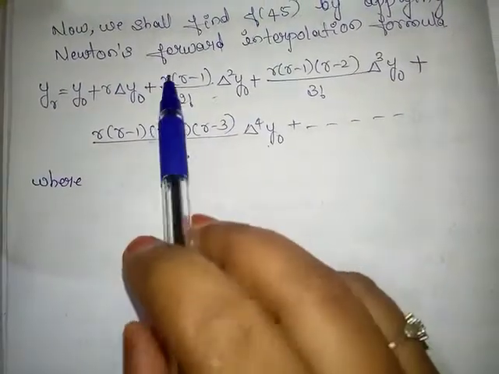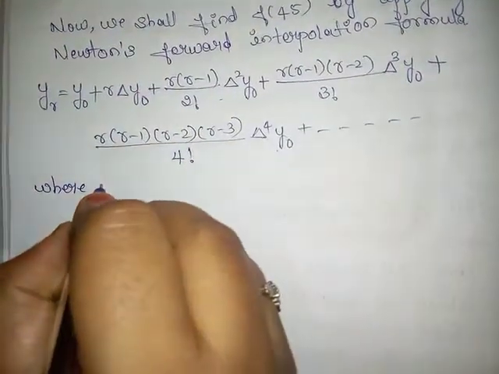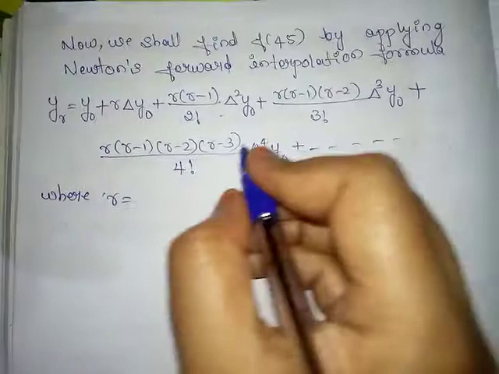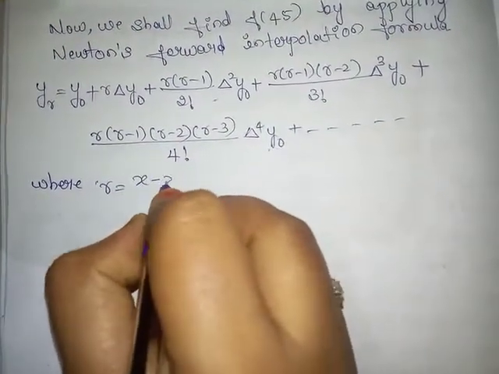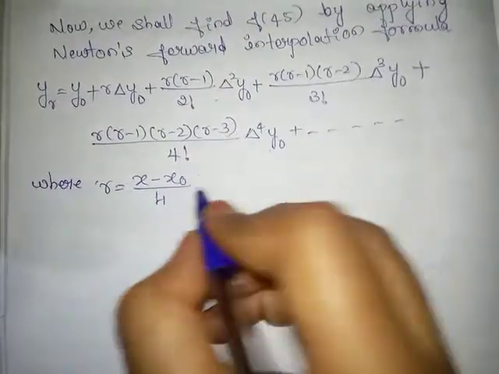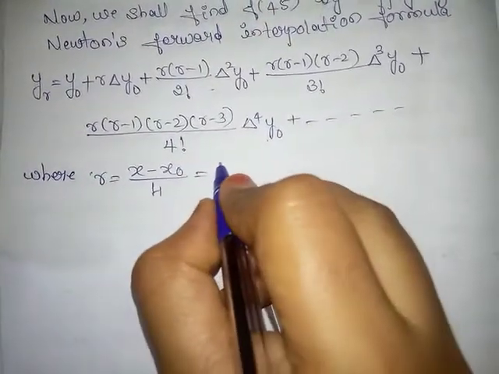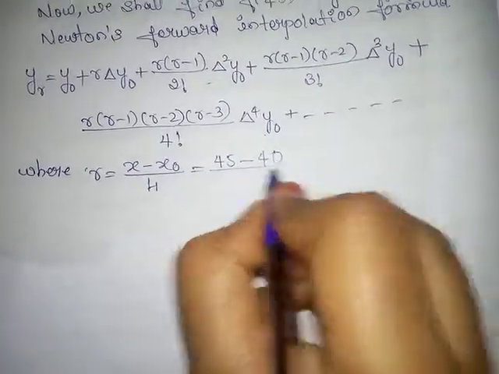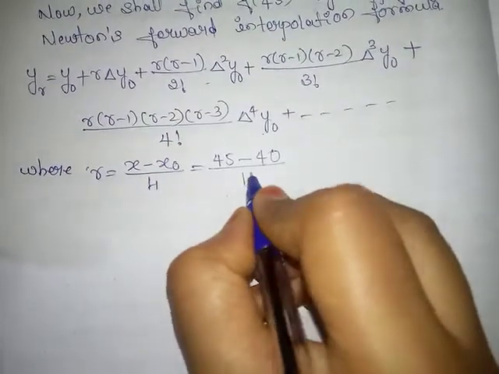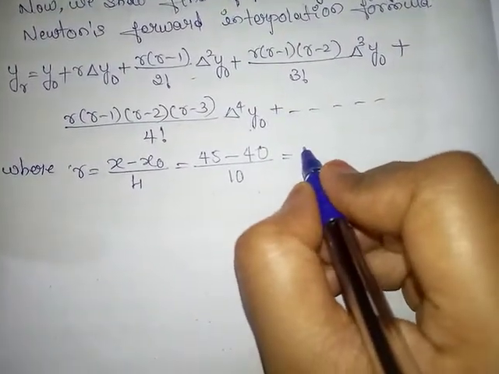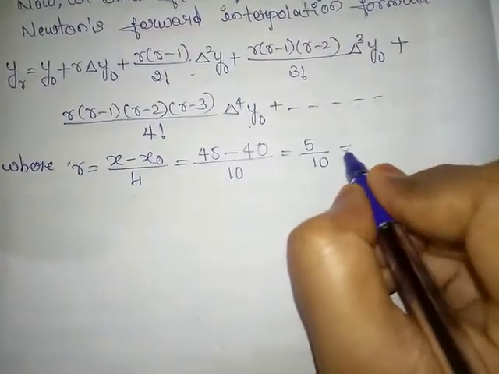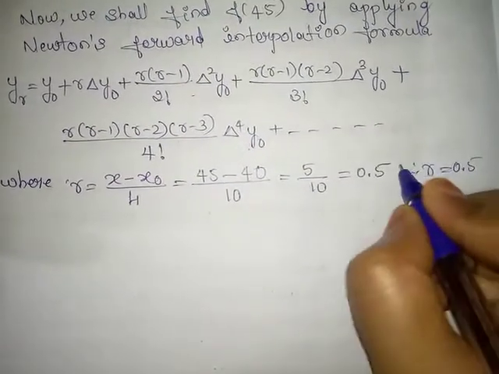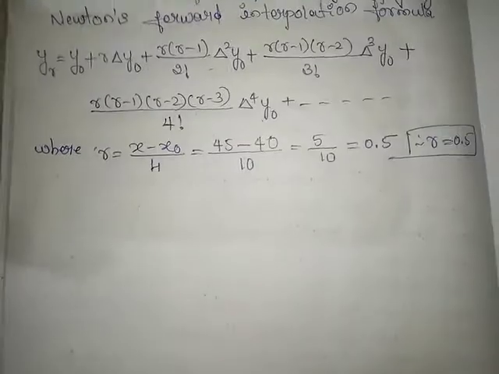To substitute the values, first we have to find the value of r. Since we are using Newton's forward interpolation formula, our formula for r is x minus x naught divided by h, which is equal to 45, since we are finding f of 45, minus x naught, which is 40, divided by the difference between two successive terms, which is 10. That is 5 divided by 10, which is equal to 0.5. Therefore r is equal to 0.5.